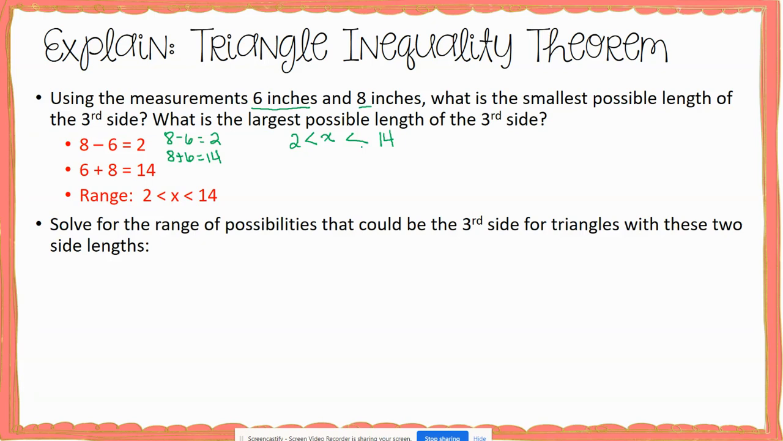So let's look at another example. 2 and 6. If I subtract 6 minus 2, I get 4. If I add 2 plus 6, I get 8. So that means my third side length could be anything between 4 and 8. So to show that, I would say 4 is less than x, which is less than 8. Try the next one.